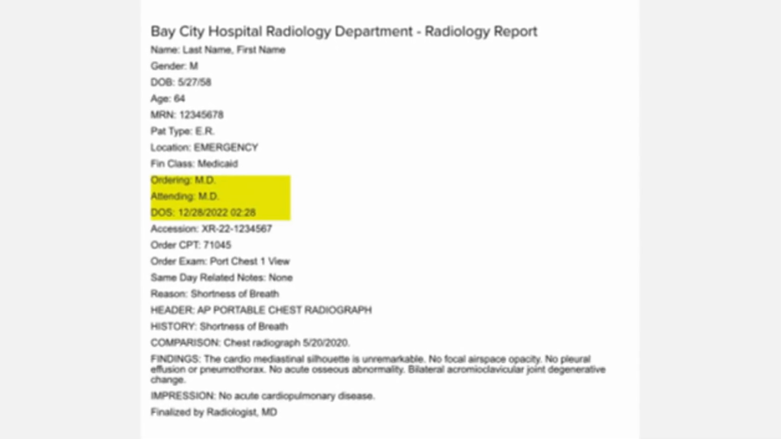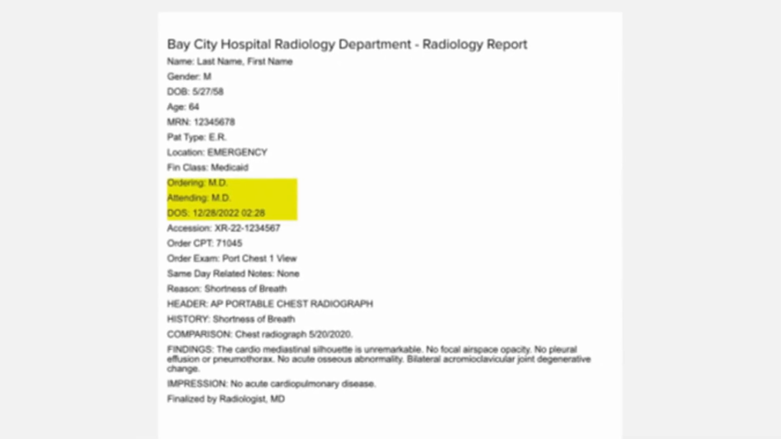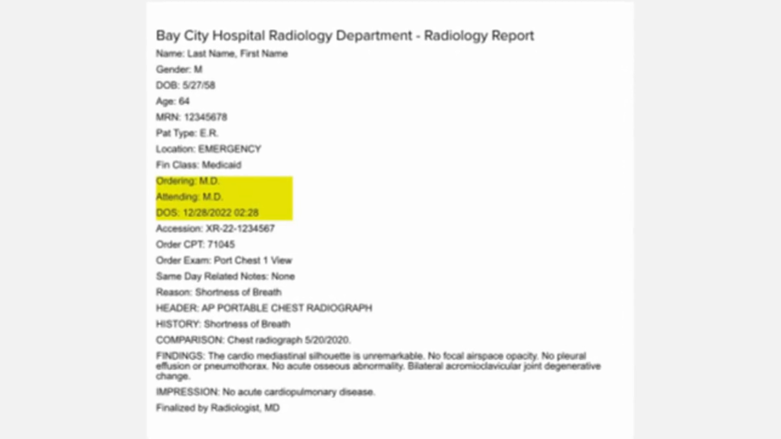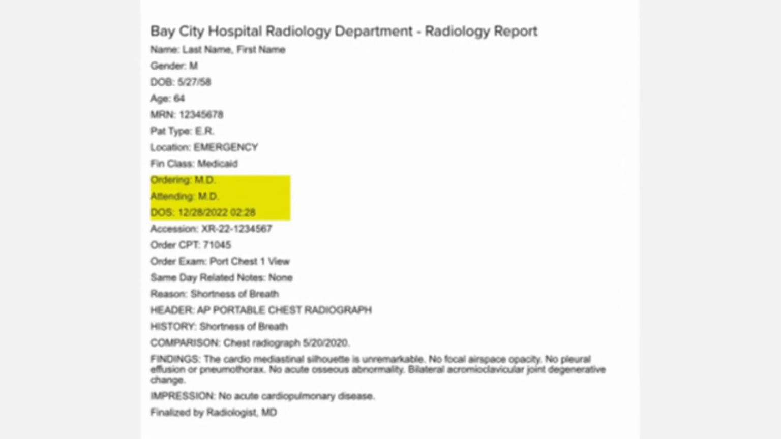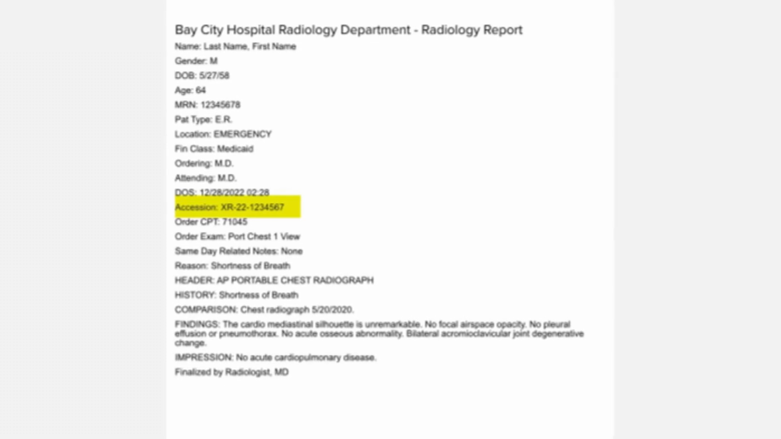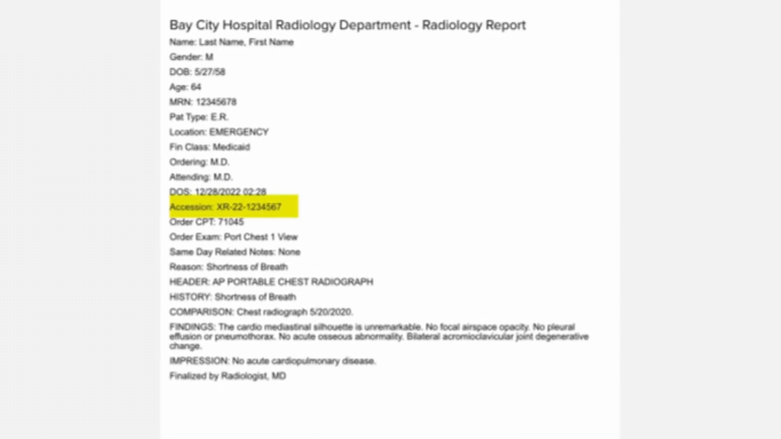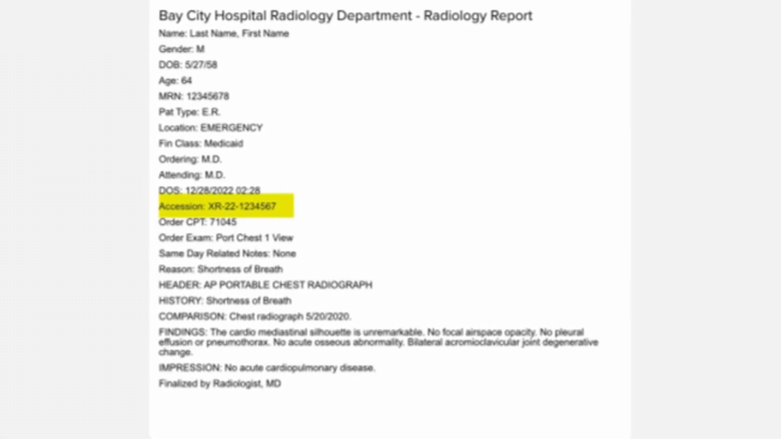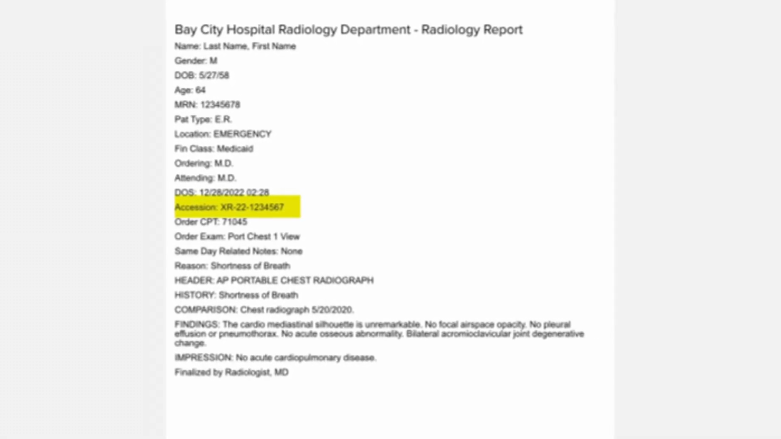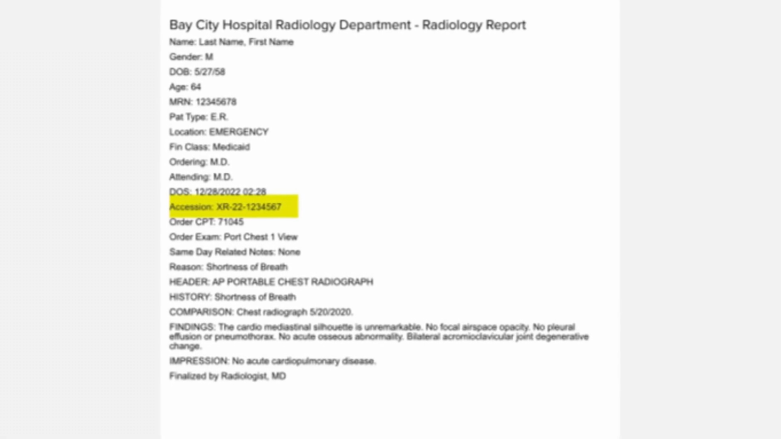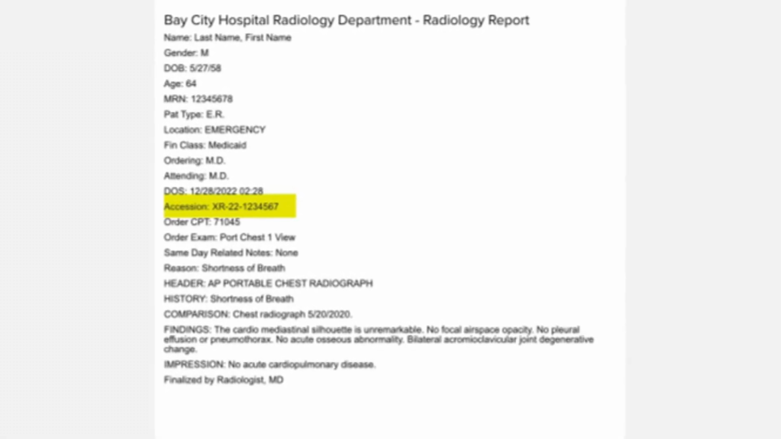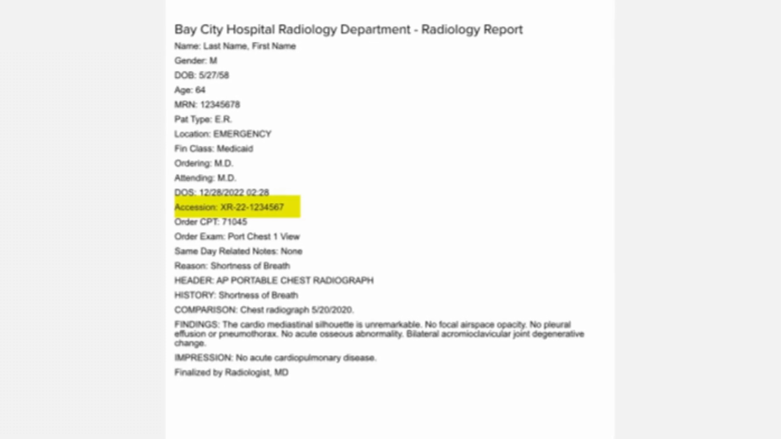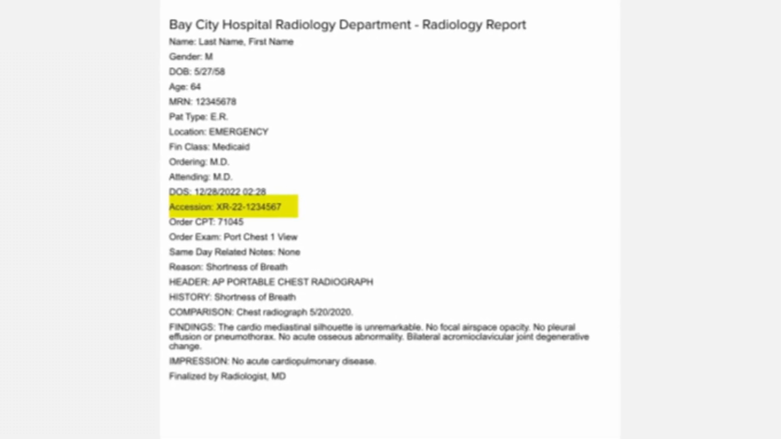The medical profession uses the 24-hour time format for clarity in charting, and this time format is built into charting electronic medical records. Accession number, XR22-1234567. This number is assigned to the exam by the PACS system, Picture Archiving and Communication System, a medical imaging technology used in healthcare organizations to securely store and digitally transmit electronic images and clinically relevant reports.